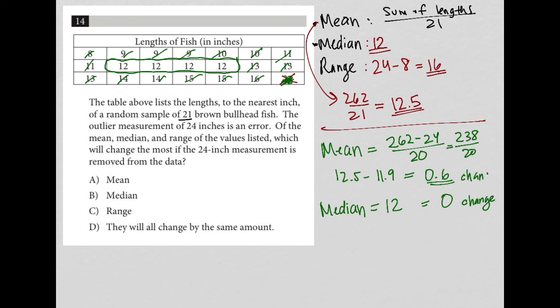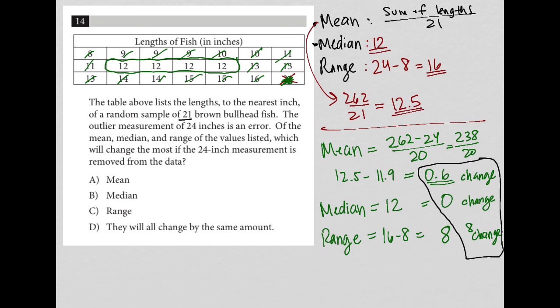So zero change for the median, 0.6 change for the mean. Lastly is the range. In this case, because the 24 is gone, we'd have 16 minus 8. So the range is now 8 instead of 16, a change of 8. Just to make sure we're focusing on the right values, what I care about are these values here that I boxed in the black line. So which will change the most? Well, it looks like the range changed the most. It changed by 8, whereas the median did not change at all, and the mean only changed by 0.6. So our answer here would be C for the range.